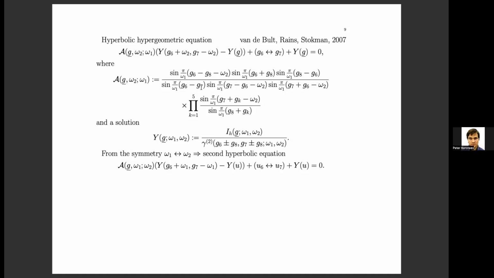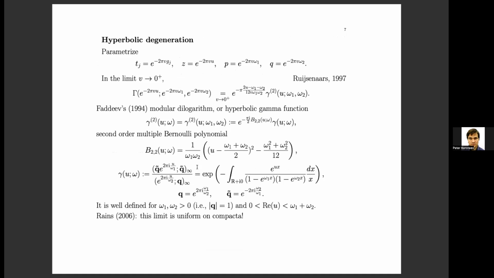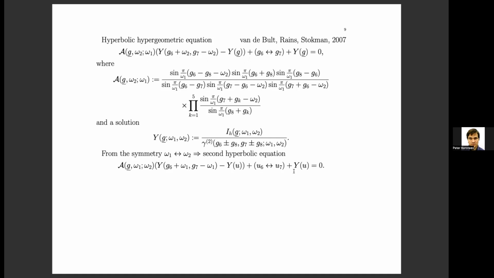Important point is that this I function is symmetric in omega 1 and omega 2, because that's the property of this gamma 2 function, or this small short gamma function. It's symmetric in omega 1 and omega 2. Therefore, you have not one but 2 equations.